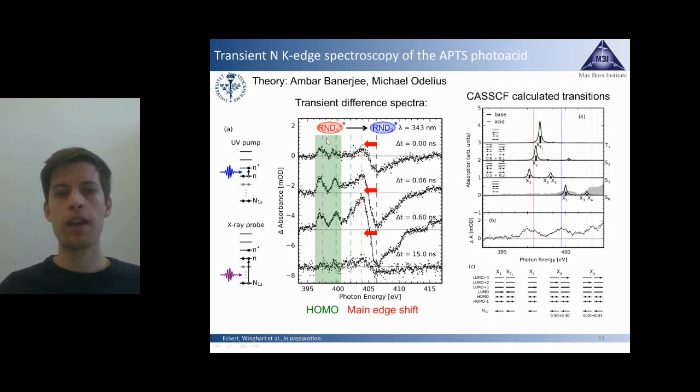All the transitions for the acid form, as for the ground state, are the same for the excited state. They are just not accessible due to the geometry, and we mostly see excitations related to the base form. Now comparing to the theory, we could identify that this S1 state, which was calculated, is the main state contributing to our soft X-ray spectra.